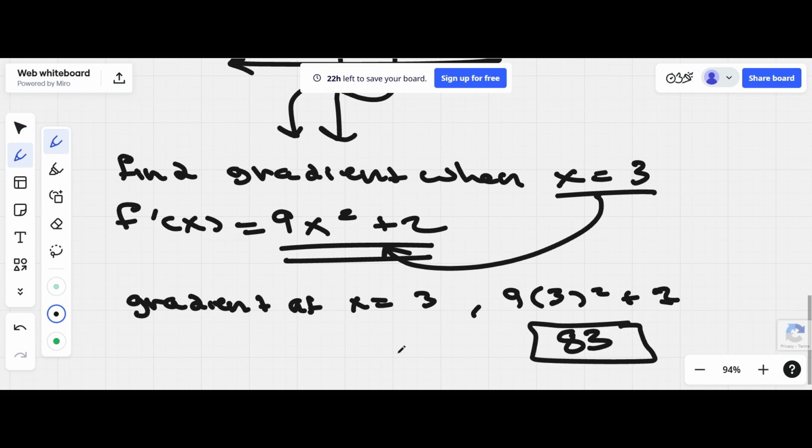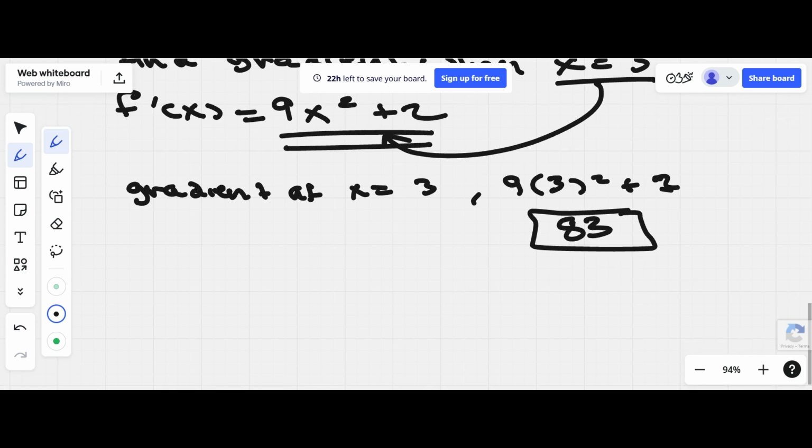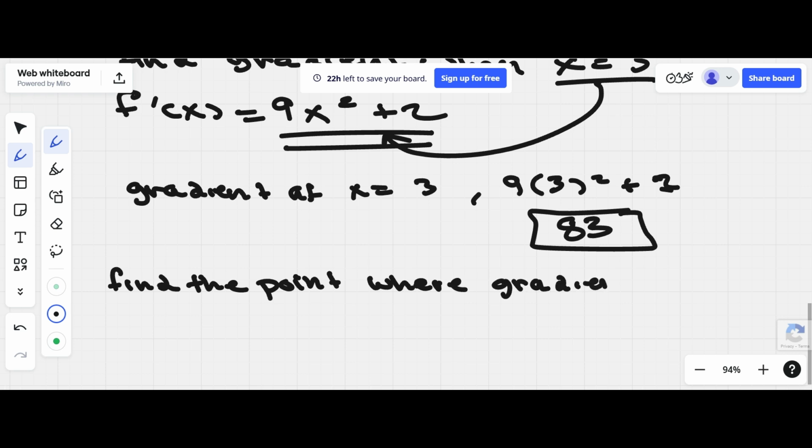Now, sometimes they might try to trick you, right? And they might say, find the point. Now I have to be careful. It says point and not just the x value. Find the point where the gradient equals 38.